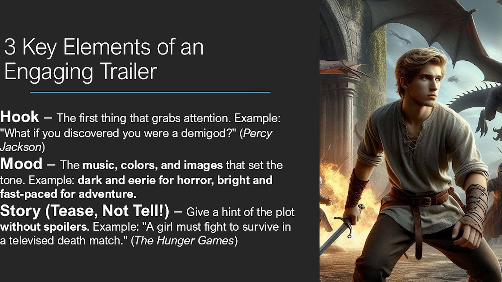And story: tease, not tell. Give a hint of the plot without spoilers. Example: a girl must fight to survive in a televised death match. That's a very interesting line. It gives a really vague idea of the Hunger Games story, but it makes you want to know more. So hook, mood, and story, very important. Keep that in mind for the rest of this course as we talk more about how to go about making your trailer.